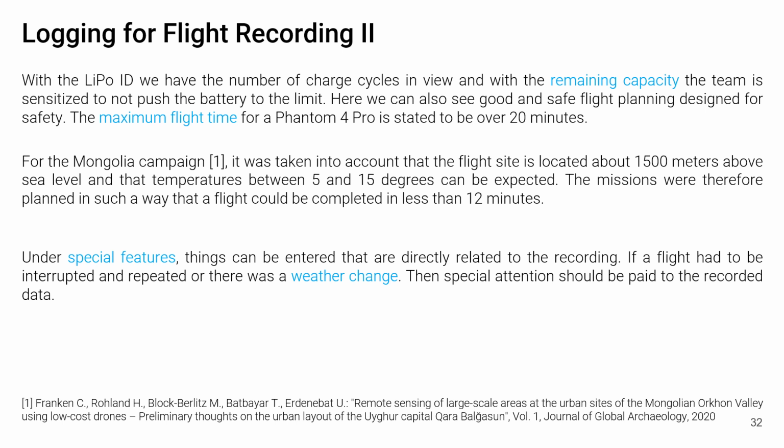The maximum flight time for a Phantom 4 Pro is stated to be over 20 minutes. For the Mongolia campaign, it was taken into account that the flight site is located about 1,500 meters above sea level, and that temperatures between 5 and 15 degrees can be expected. The missions were therefore planned in such a way that a flight could be completed in less than 12 minutes.